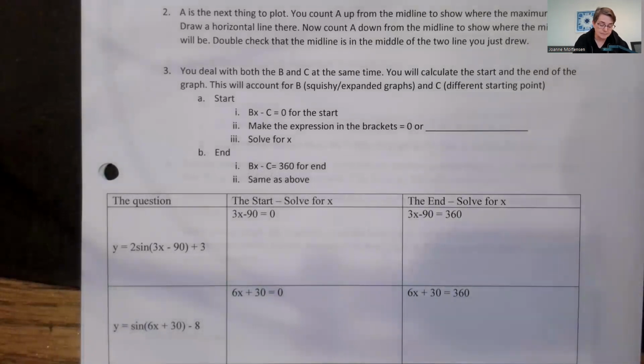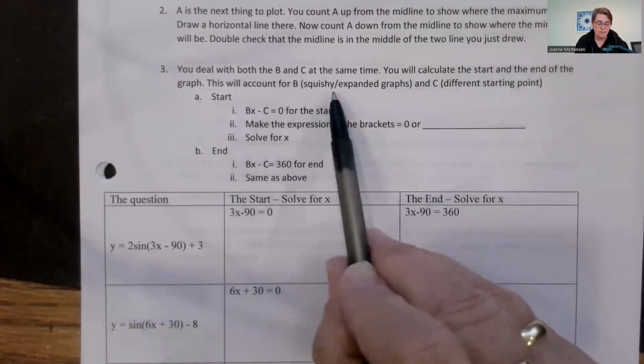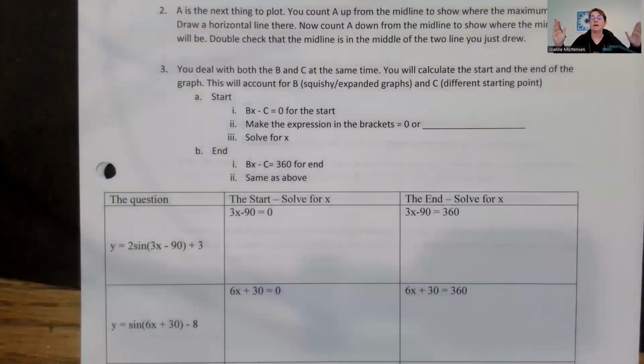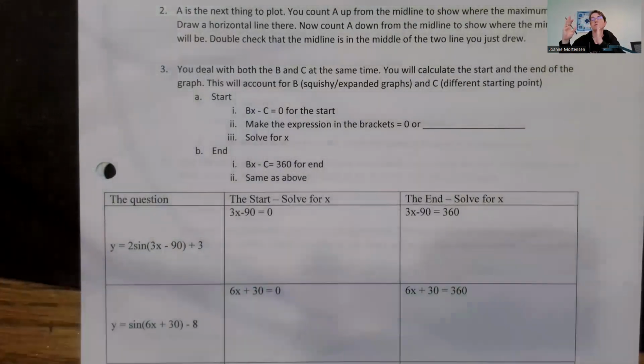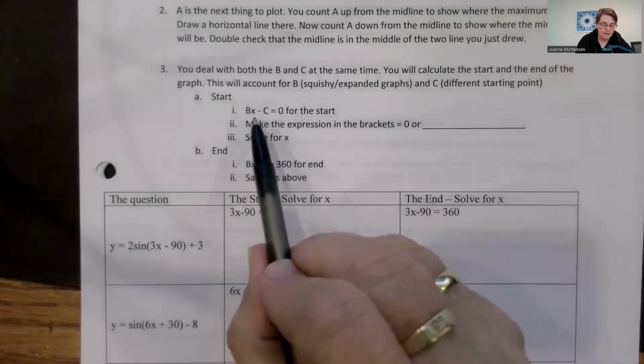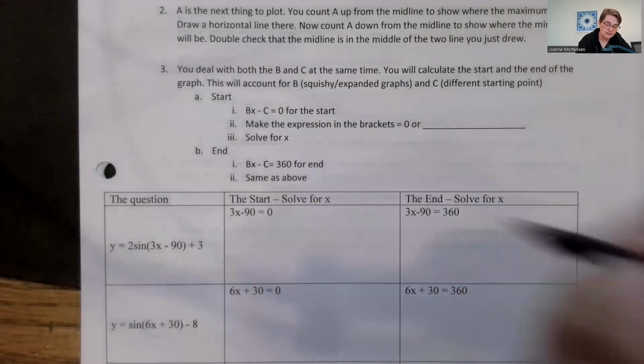Okay, so you will deal with both B and C at the same time. You will calculate the start and end of the graph. This will account for the B, squishy, expanded graphs, a shorter period or cycle, or a longer period or cycle, and C, the different starting point. So that's a horizontal phase shift for you. All right, so our graph normally starts at 0.